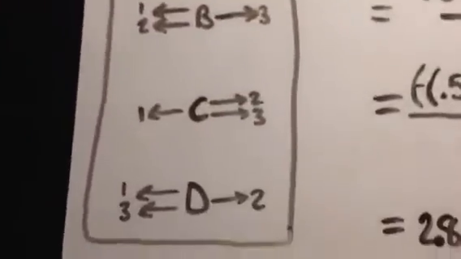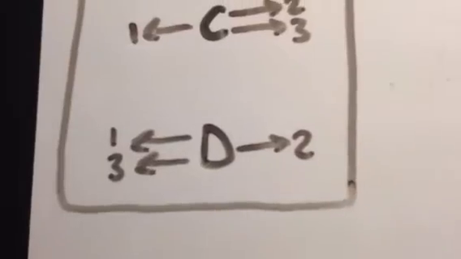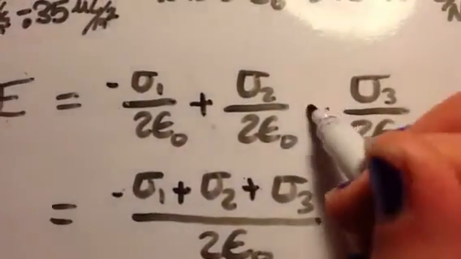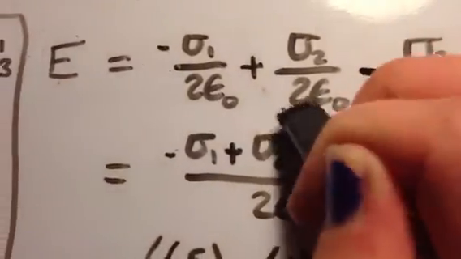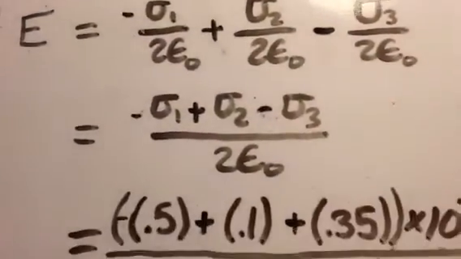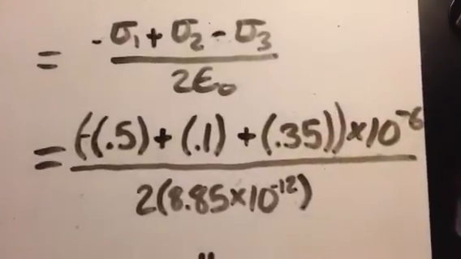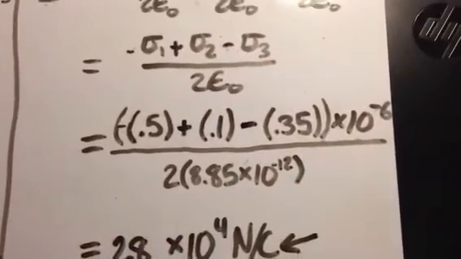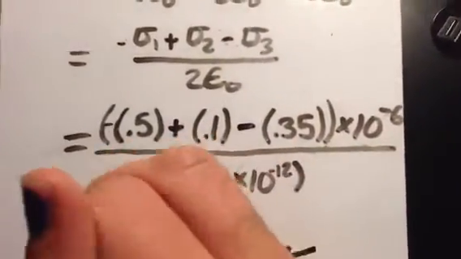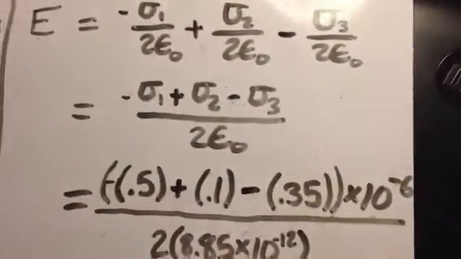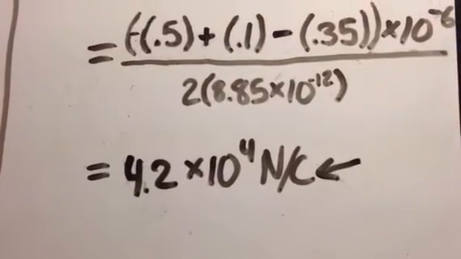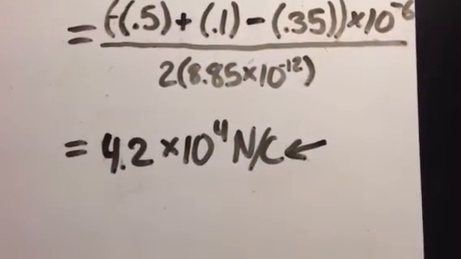Now one more, point D. We subtract planes 1 and 3 and add plane 2. And this gives us the answer 4.2 times 10 to the 4th newtons per coulomb to the left.